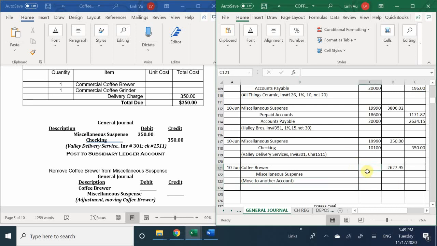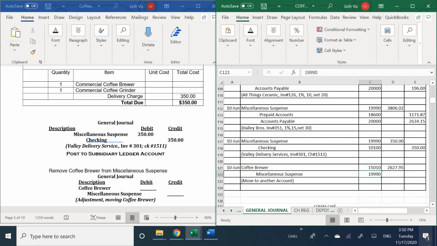So miscellaneous expense, as we know, is 19,990. What is my coffee brewer account? 15,010. Oh, there it is. 15,010 is going to be my coffee brewer account.